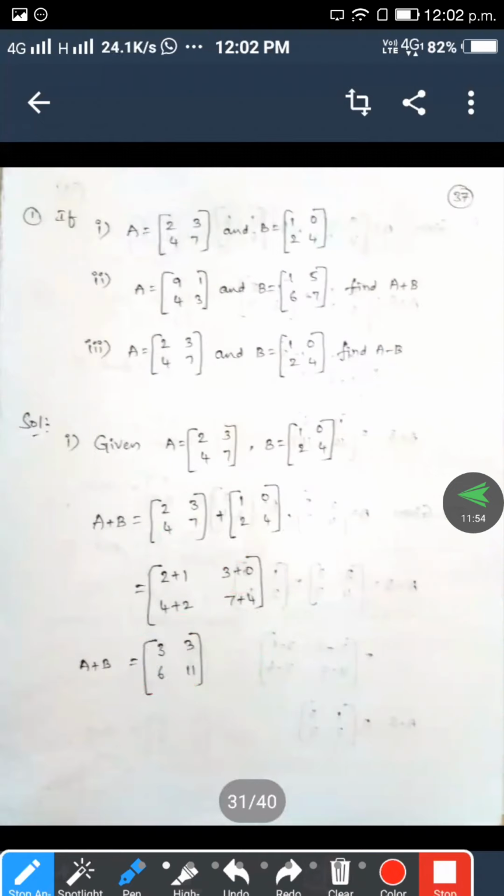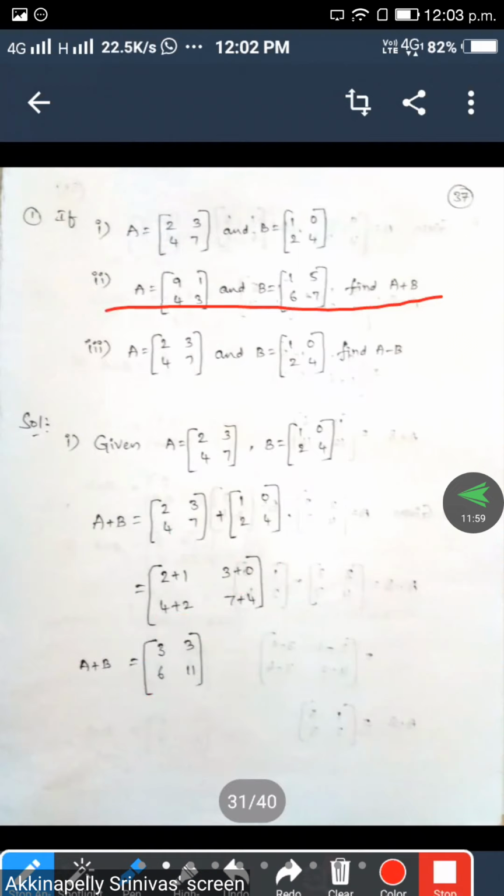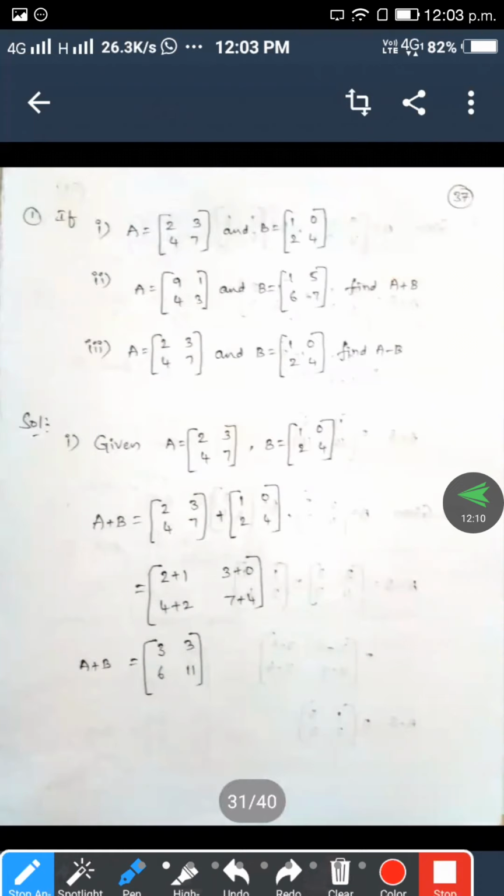Okay. Next, the second problem is what? A equals to 9, 1, 4, 3 and B equals to 1, 5, 6, 7. Find A plus B. Anybody tell me what is A plus B value? Sir, 10, 6, 10, minus 4. Yes, sir. It is not minus, Nana. It is plus, not minus.